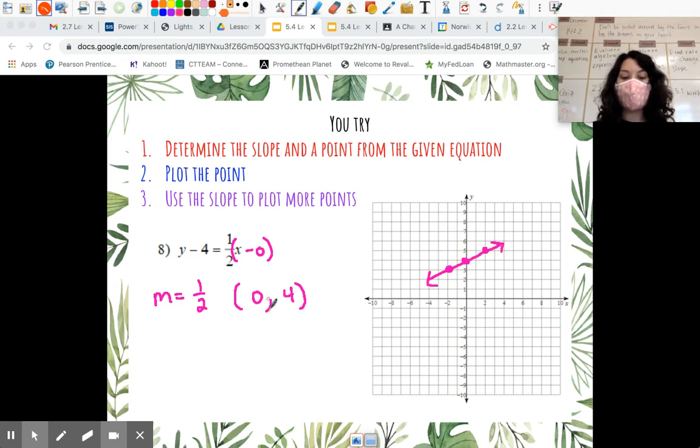Okay, so here's what it should look like. You should have gotten a slope of 1/2 and an ordered pair of (0, 4). Remember, there's no parentheses here and there's nothing being subtracted or added to the x. Therefore, the x1 value has to be 0. And then your line should be rising left to right.